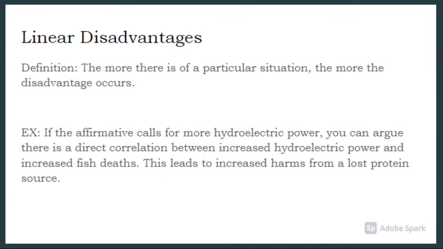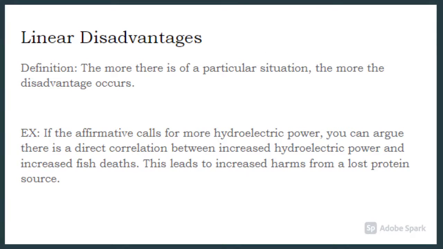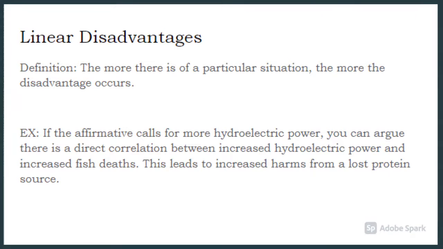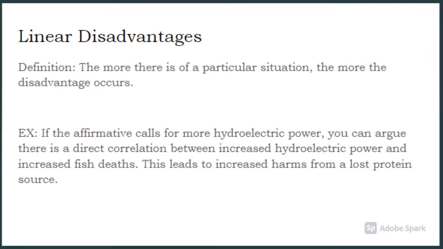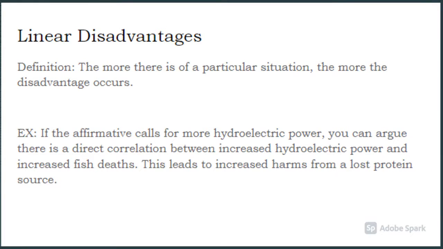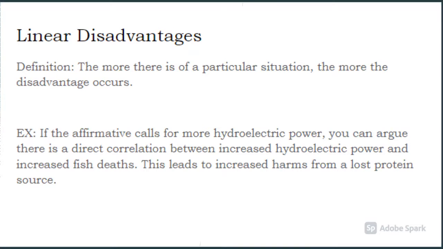So for my example, we're talking about hydroelectric power. So let's say the affirmative calls for more hydroelectric power. You can argue that there's a direct correlation between increased hydroelectric power and increased fish deaths. This leads to increased harms from a loss of protein source. So there's a very linear progression to this. It's, A, then B, then C, then D.